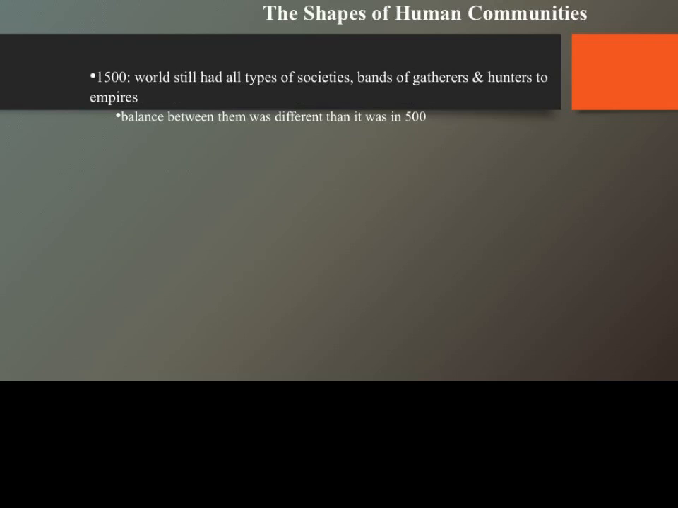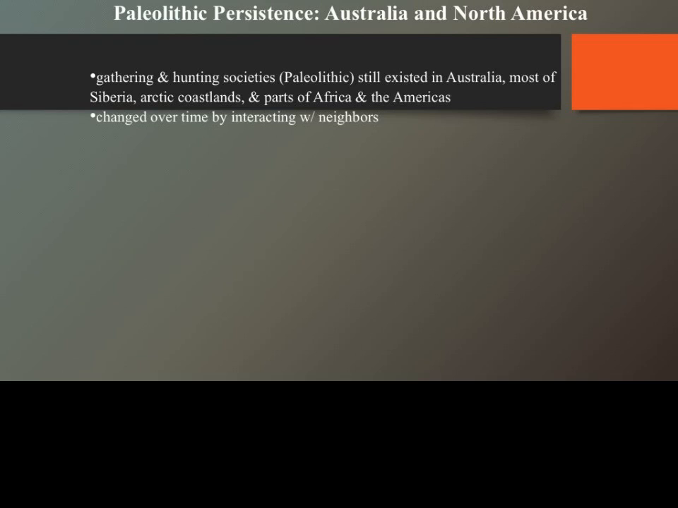Okay, in 1500, the world still had all types of societies, from bands of gatherers and hunters to empires, but the balance between them was different from what it had been in 500. So let's start with the Paleolithic persistence, Australia and North America. Gathering and hunting societies, which are Paleolithic peoples, still existed throughout all of Australia, much of Siberia, the Arctic coastlands, and parts of Africa and the Americas.